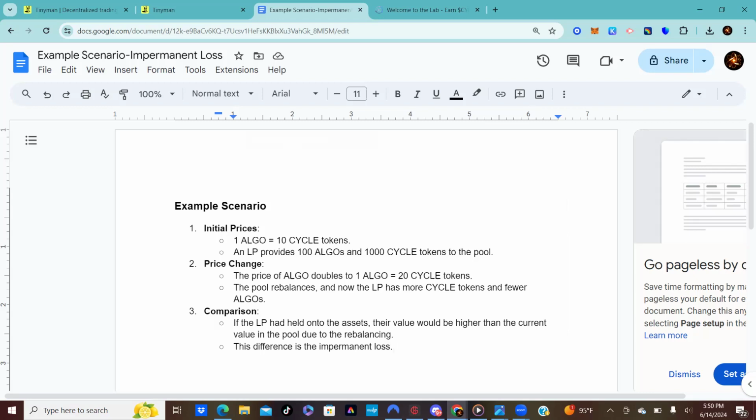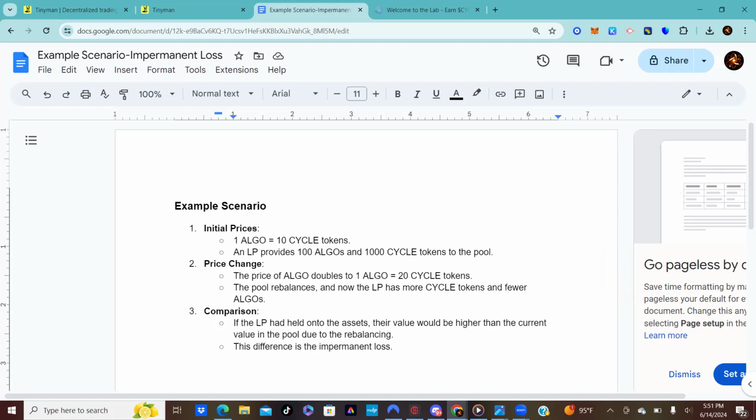All right. So you'll see this example here. If the initial price is one Algorand token equal to 10 Cycle tokens, and a liquidity provider provides 100 Algorands and 1,000 Cycle tokens to the pool, that's a balanced provision, right? And then the price changes. The price of Algorand doubles to one Algorand equaling 20 Cycle tokens. The pool is an automated market maker, so automatically the pool is going to rebalance. And now the liquidity provider has more Cycle tokens and fewer Algorand tokens when they withdraw. Now, in comparison, if the liquidity provider had held onto the assets outside of the liquidity pool, then their value would be higher than the current value in the pool due to the rebalancing, and the difference in that is the impermanent loss, okay?